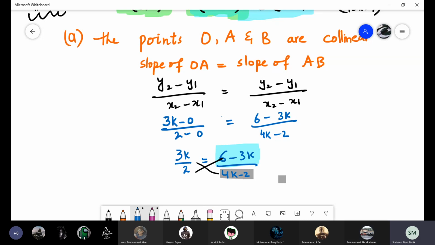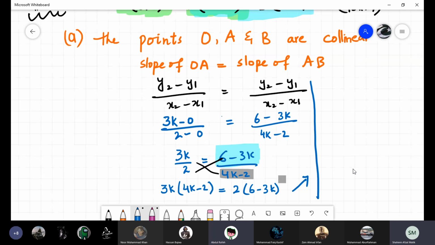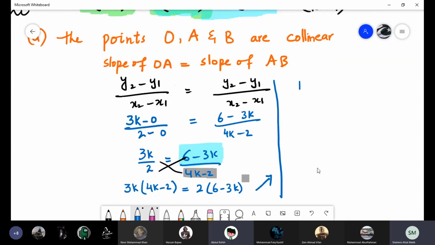Continue with the cross multiplication. 3k times 4k minus 2 is equal to 2 times 6 minus 3k. Then we will continue here, so you can see on the same screen. Continue, multiply them. 12k square minus 6k is equal to 12 minus 6k. Do you know how to do that, boys? We will multiply the outside number with every number inside, this one and then this one.